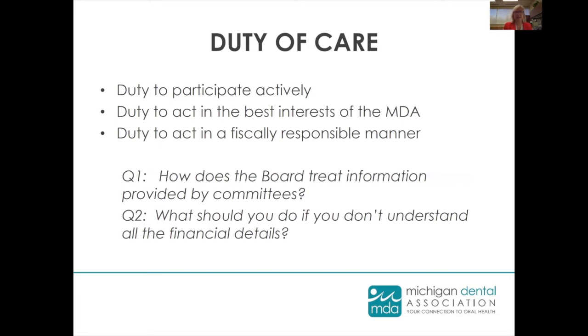Regarding a fiscally responsible manner, the question is, gosh, what if I'm not that good with numbers? I'm not really a finance person. Do I belong on a committee? And the answer is, all you have to do is use the usual care that an ordinary person would use. You're not expected to necessarily have an MBA in finance in order to be a volunteer at the Michigan Dental Association. So for many people, that's probably a relief.